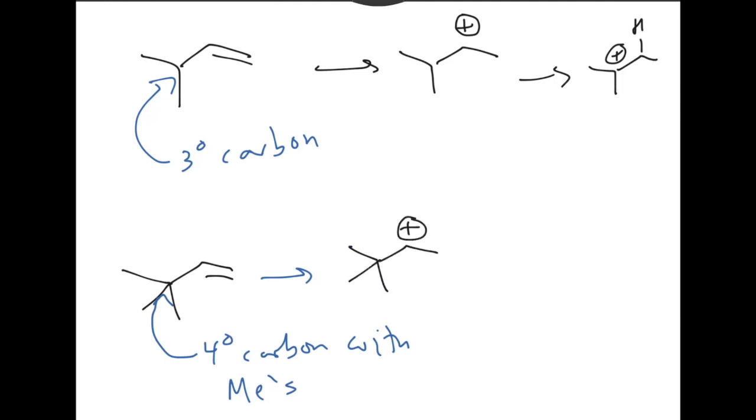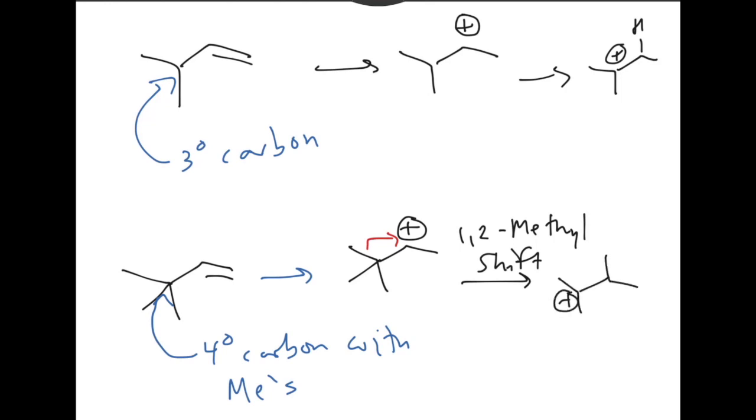It's going to be secondary. You're going to take one of your methyl groups and you're going to move it over. So that carbon is going to take its 2 electrons with it. So this is a 1,2 methyl shift. And now I end up with a tertiary carbocation. Then I can add my nucleophile to that positive charge.